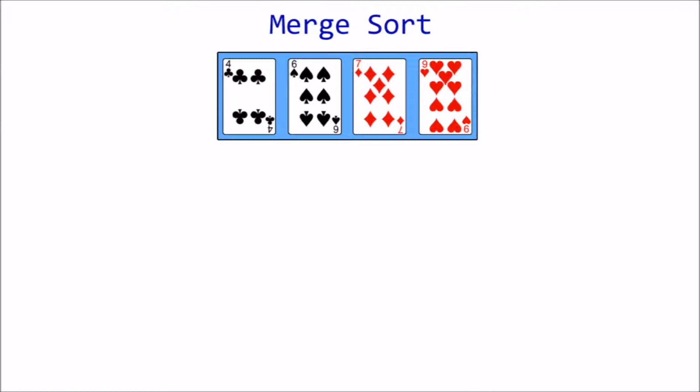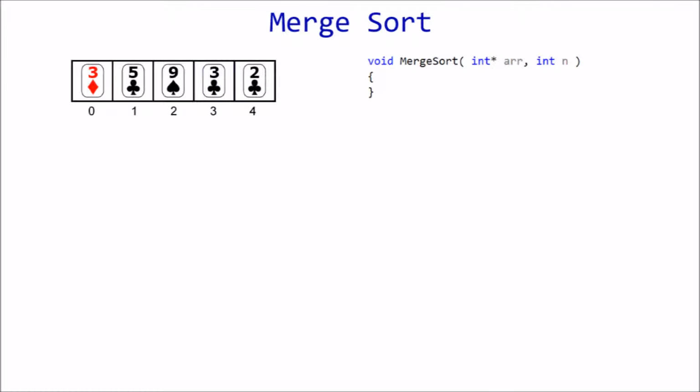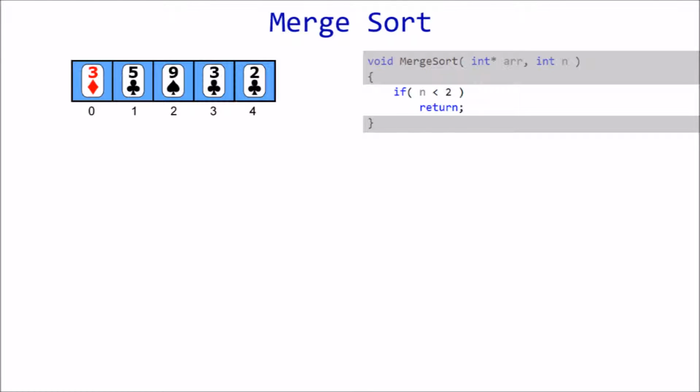Now for the C++ implementation. We'll use this array of 5 cards for the example. Recursion can make following along with the code a bit difficult, so I'll color the current recursion level blue. Let's start out by adding a base case that checks if there are less than 2 elements.